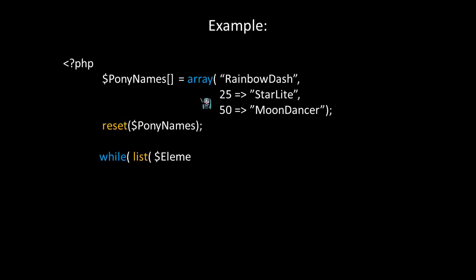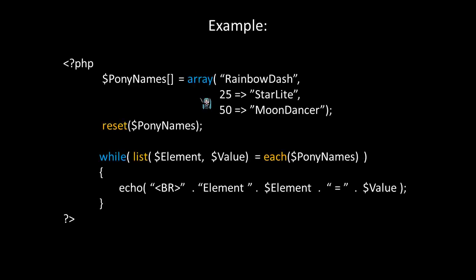For example, let's analyze the following bit of code. We start out with an array that we're going to create called pony names. We'll use the array method, and the very first element, the string Rainbow Dash, will have the default index or subscript value of 0. Now, if we didn't do anything else, Starlight would then be 1 and Moon Dancer 2.